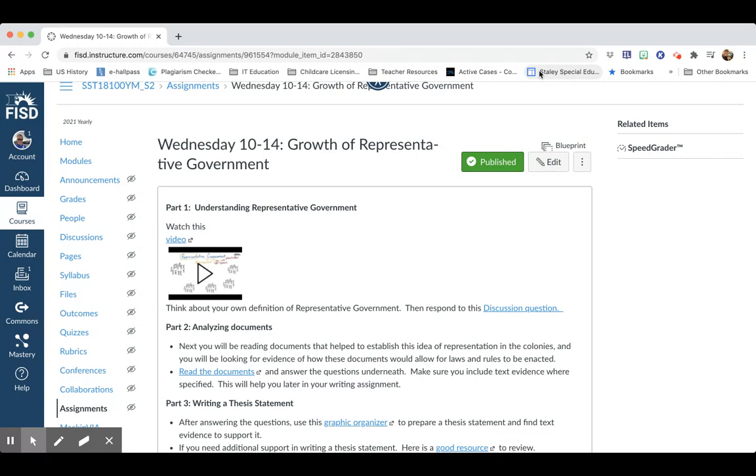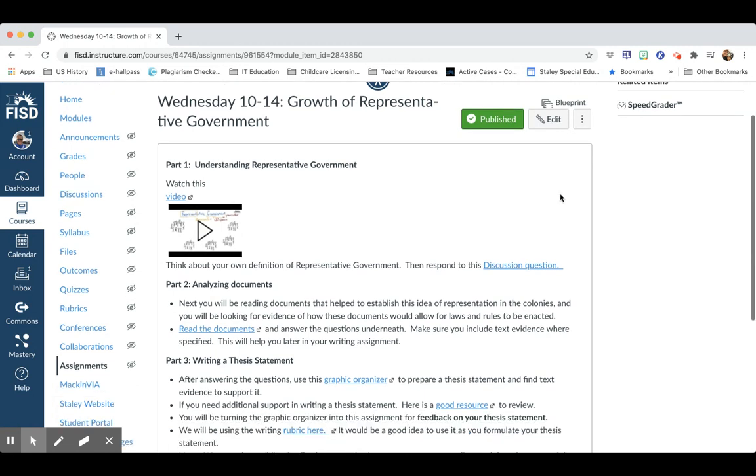So yesterday we looked at the roots of colonial government in the early 1600s, and also in English law itself, in things like the Magna Carta and other parts of English law. Today we're going to look at the growth of government in the colonies. How did this idea of self-government or representative government take hold and become popular within the colonies? That's what we're going to be looking at today.